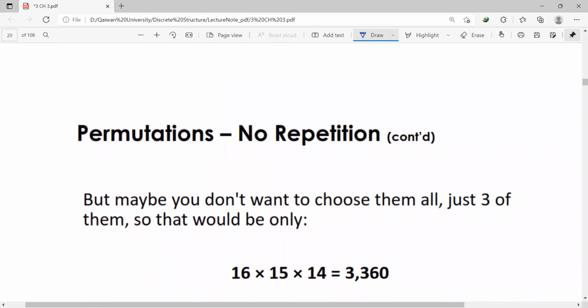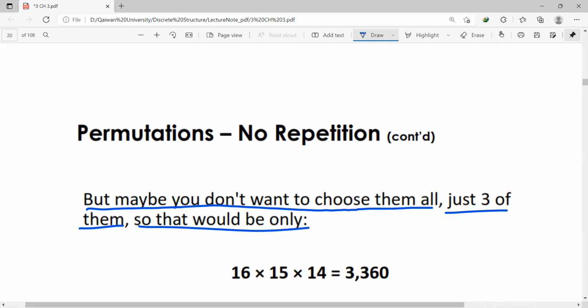It's about the above example. It says, but maybe you don't want to choose them all. That means if you choose only 3 of the balls, it becomes 16 times 15 times 14. That's all, because here we choose the first one among 16, the second among 15, and the third one among 14. That means we say 16 times 15 times 14. Okay, this is when we choose only 3 of them.